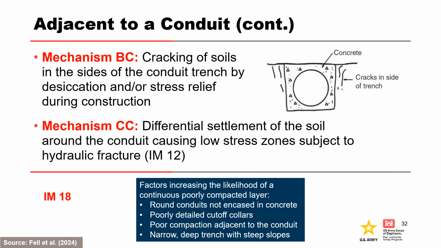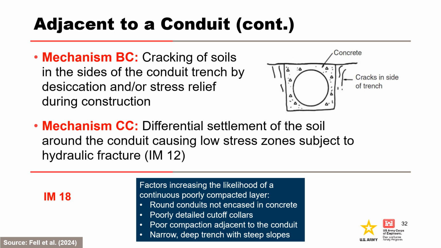Lastly, a continuous crack or gap around a conduit through the embankment may also result from the following mechanisms. Mechanism BC, cracking of the soils in the sides of the trench in which the conduit is constructed by desiccation and/or stress relief during construction. Mechanism CC, differential settlement of the soil around the conduit, causing low stress zones subject to hydraulic fracture, or IM12.